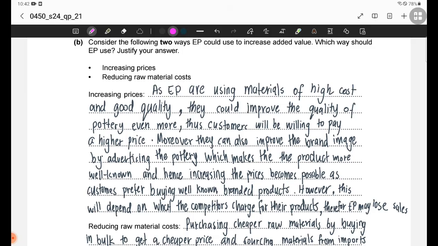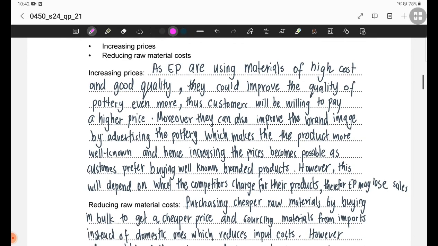For example, higher prices sometimes may lead to lower demand, so possibly reducing revenue is another justification. Also, maybe the customer's income is not as high. You can also mention that. But overall, I believe that it's pretty much similar. So maybe you can add this one.